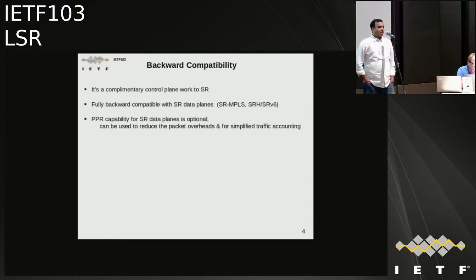So a lot of people ask how it is backward compatible or how it works with SR. It's complementary. It's a complementary control plane work. It works great with SR. It's an optional feature if you want to use it for SR MPLS and SRH. You can reduce the stack size, and you don't have to use it. And if you have to do network programmability, and if you want to do extension, a lot of stuff there, you can go ahead and do it. But if you are using it only for the path information, if you want to compress that, you can use this optional feature. It works great, fully backward compatible.